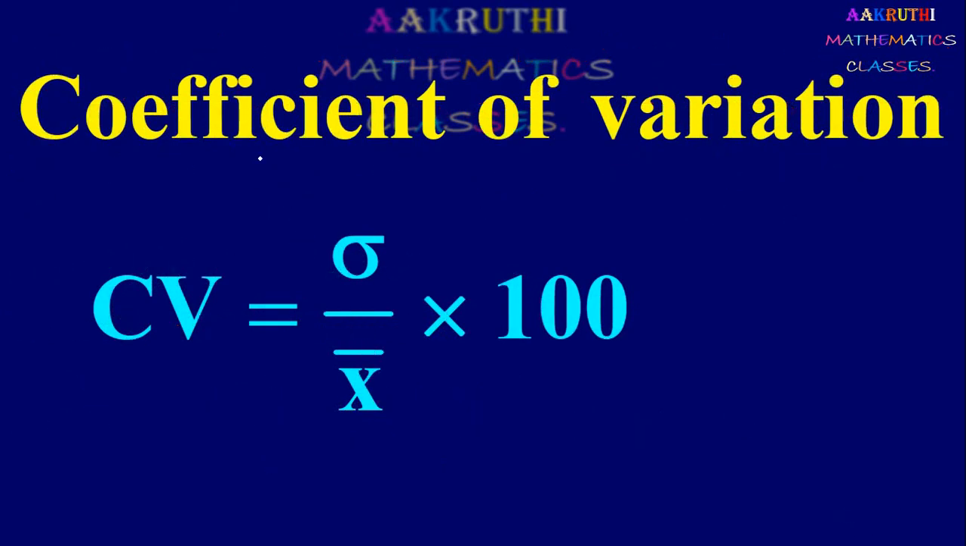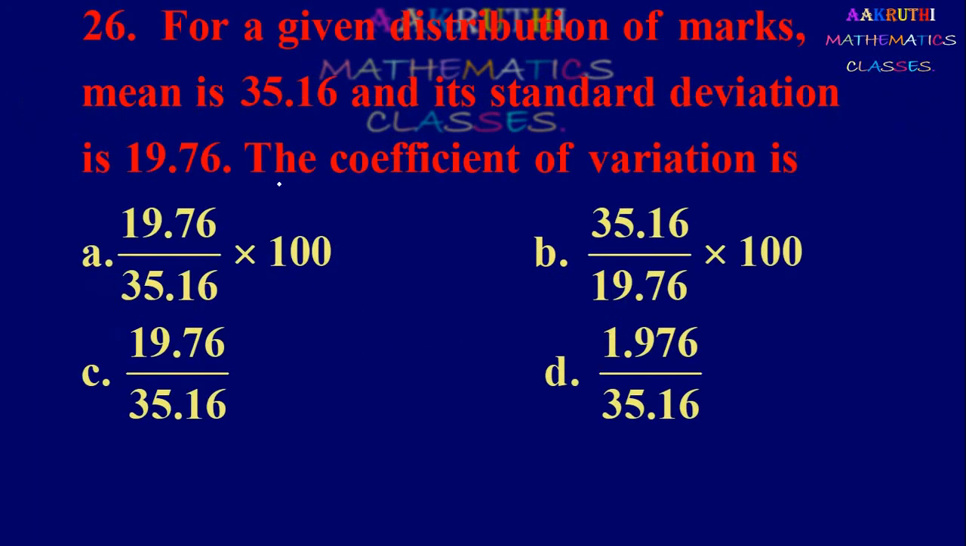So next it is coefficient of variation. It is denoted by CV, and CV is standard deviation divided by mean into 100, that is sigma by x bar into 100. So this is the coefficient of variation. If two or more observations are given, the one which has more CV has more variation, and the one which has less CV is more consistent. So next we see some problems related to coefficient of variation.